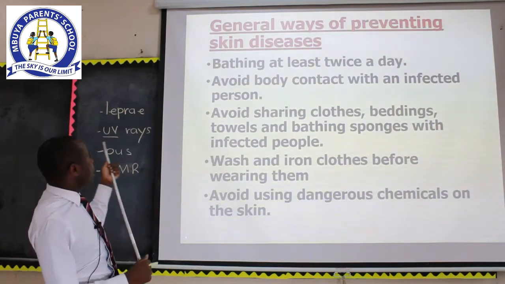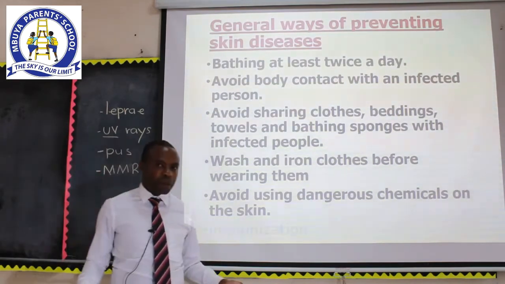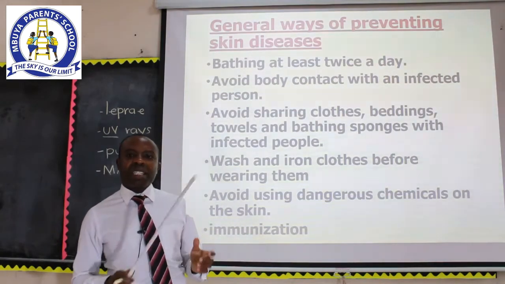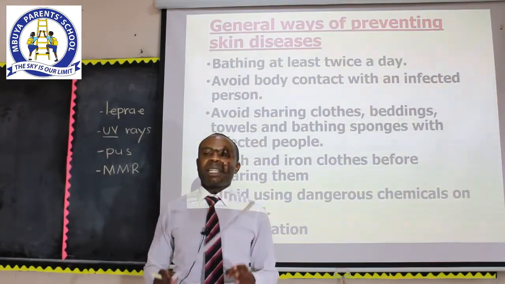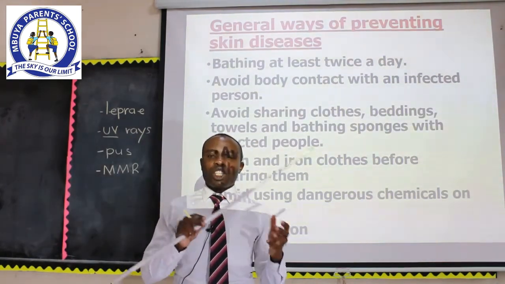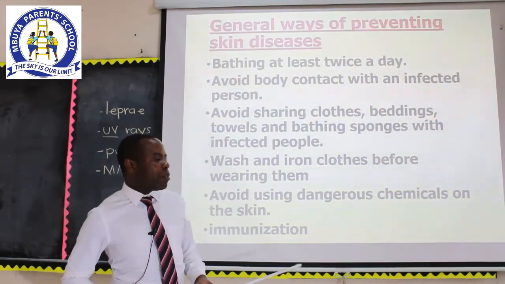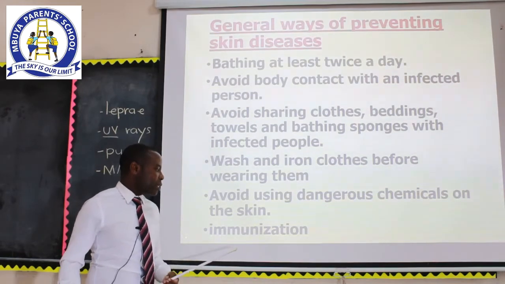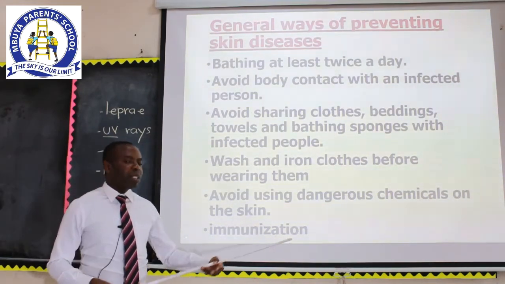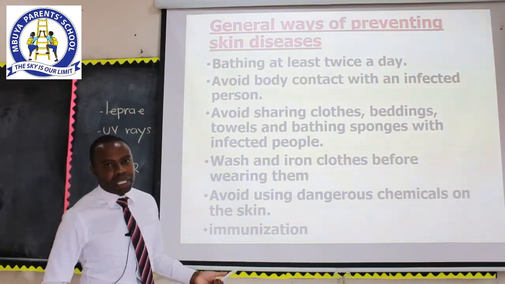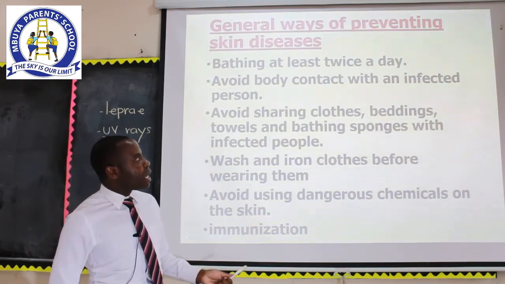We said some of the diseases are immunizable, and those that are immunizable can be prevented by immunizing the children or old people using the specific vaccines for those diseases. So by immunization, we prevent some of the skin diseases.